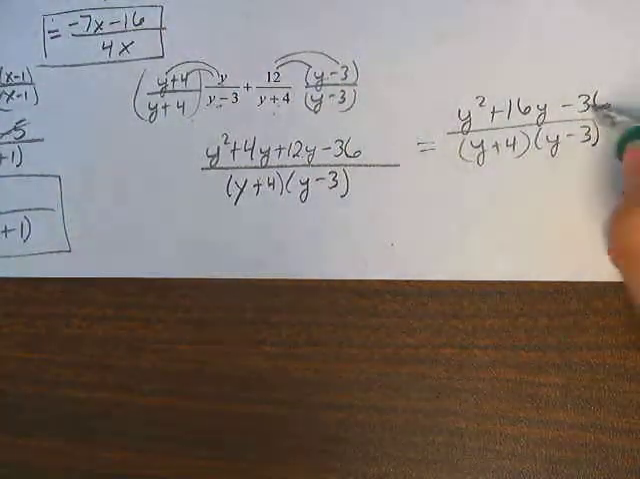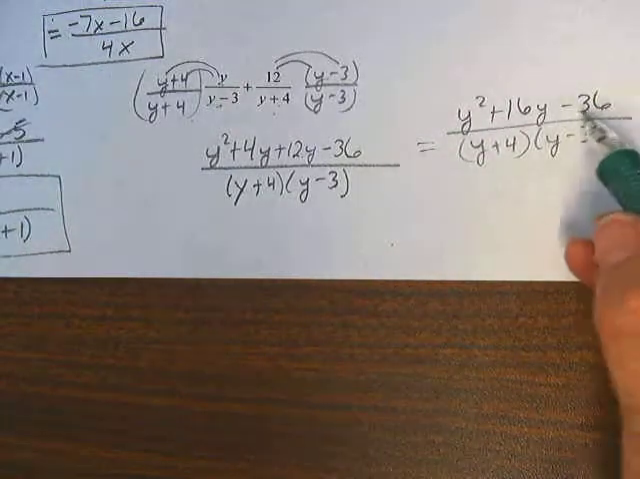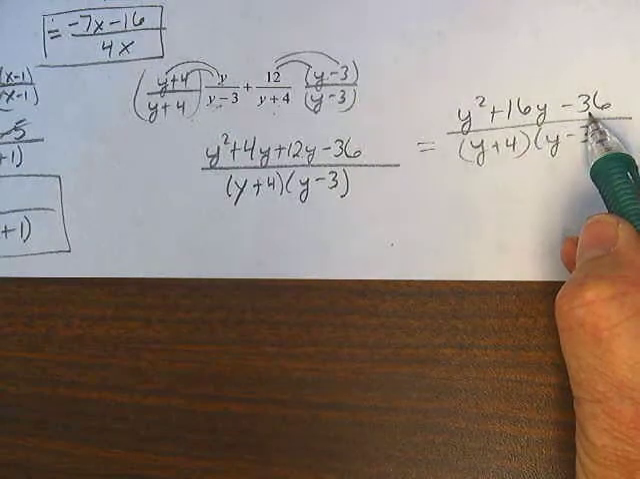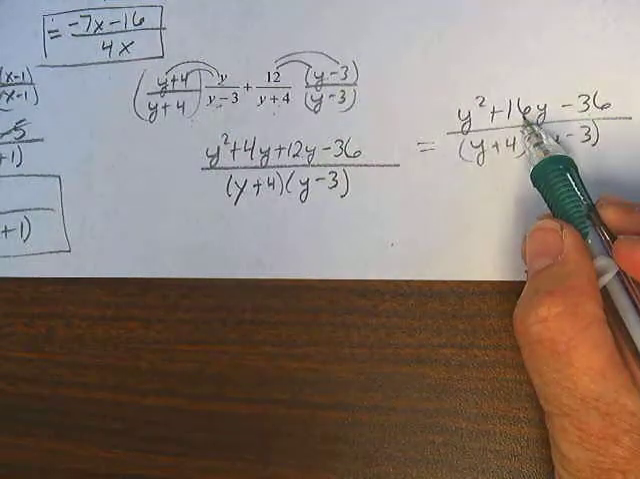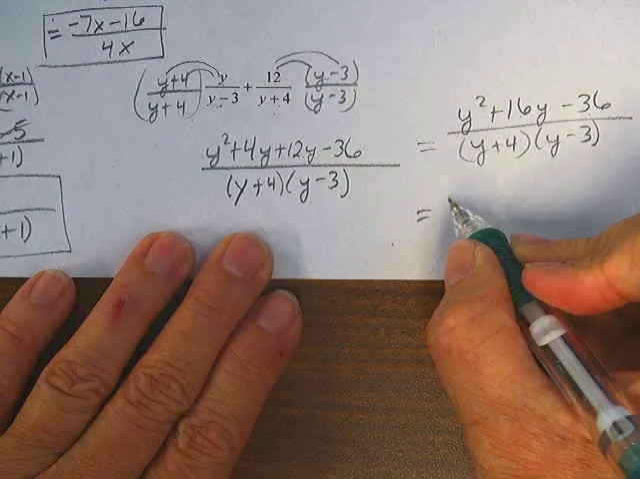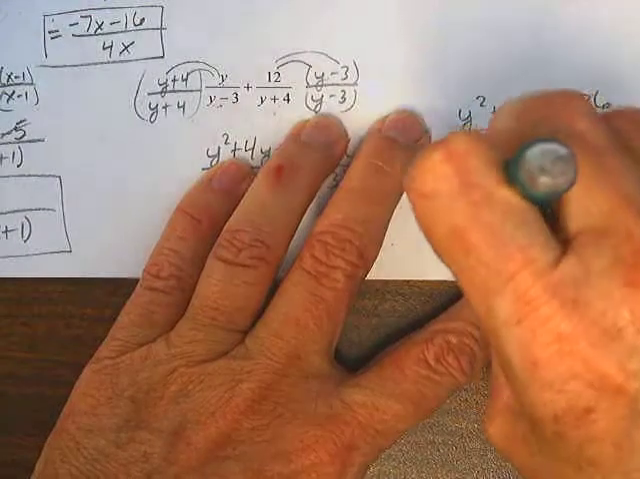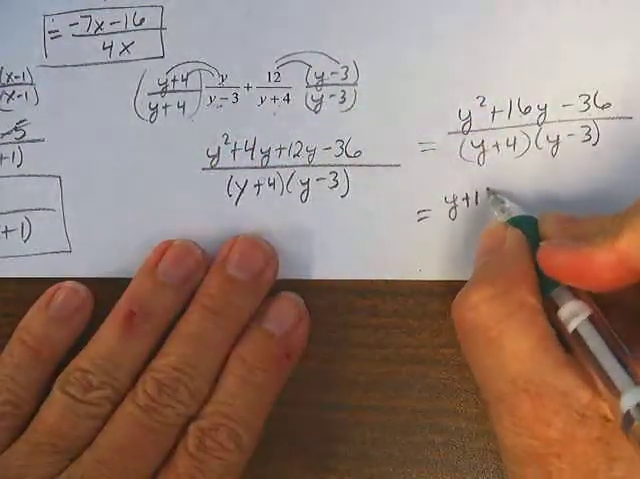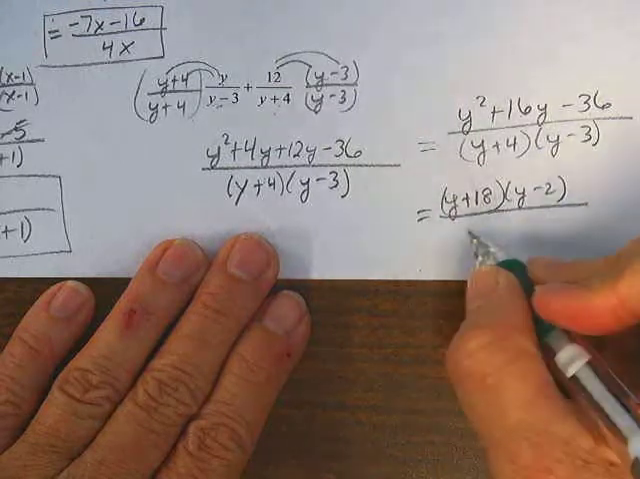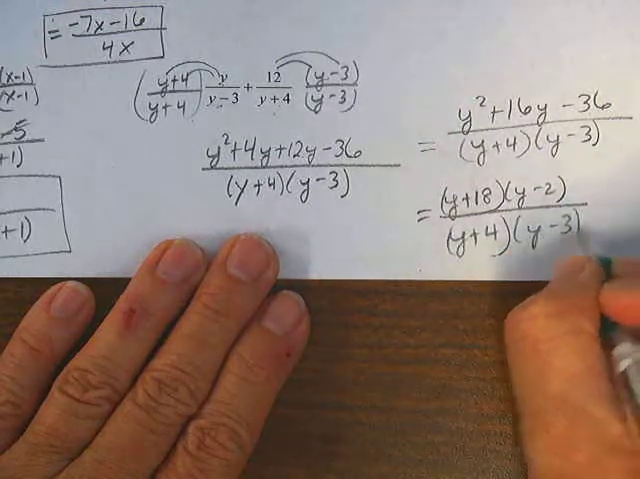Now this first one, it looks like this is a quadratic, and I suspect we can factor this, because 18 and 2 will multiply to negative 36, but a positive 18 and a negative 2 will add to 16. So we'll write this in our factored form of y plus 18 times y minus 2 over y plus 4 multiplied by y minus 3.